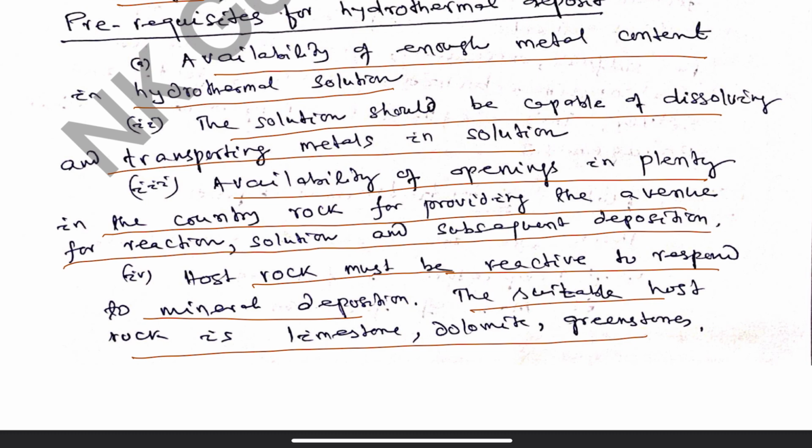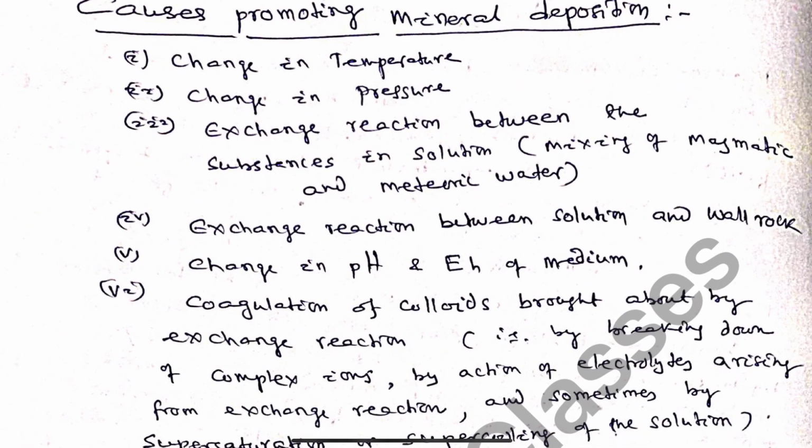So the conditions necessary for a hydrothermal deposit are that the hydrothermal fluid should be rich in metals, the openings must be there in the country rock in sufficient quantity, and the country rock should be of suitable composition to react with the hydrothermal fluid. Now let us see the causes that promote mineral deposition.